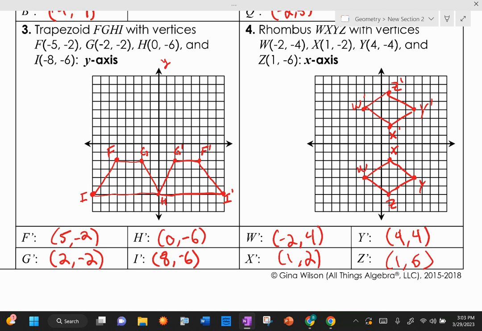What I want you to do while you're waiting, go ahead and flip over to number 5 and number 6 and graph the original shapes. Don't do the reflections just yet. Okay? Graph the original shapes. Don't do the reflections. Well, technically you can. If you're waiting and you want to go ahead and do all the original shapes on the back, go ahead and do those real quick.